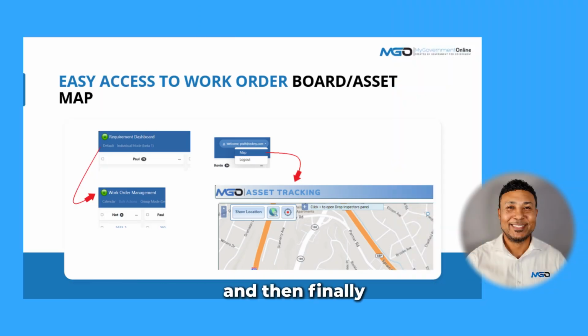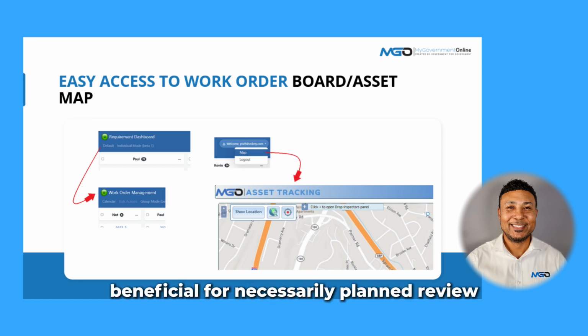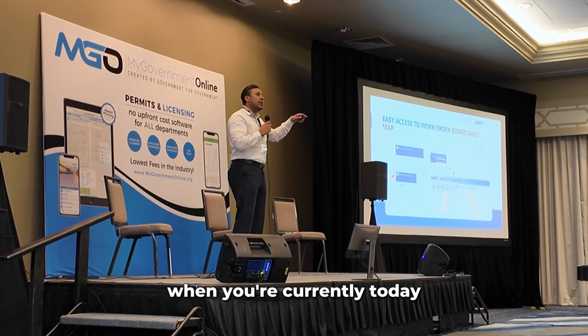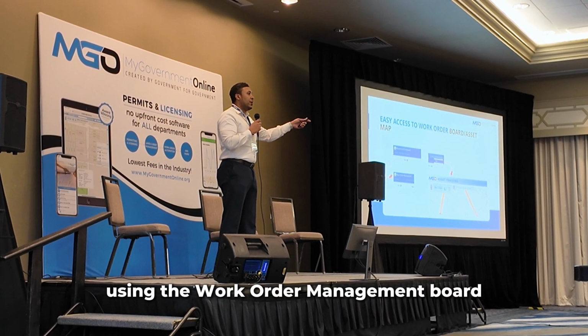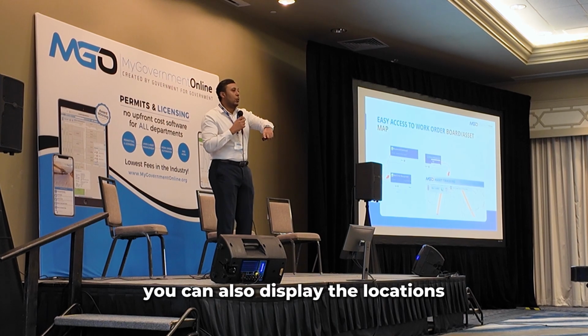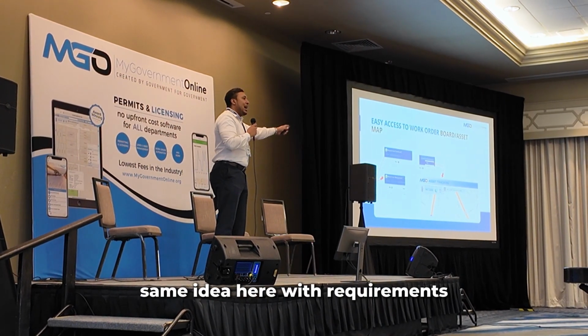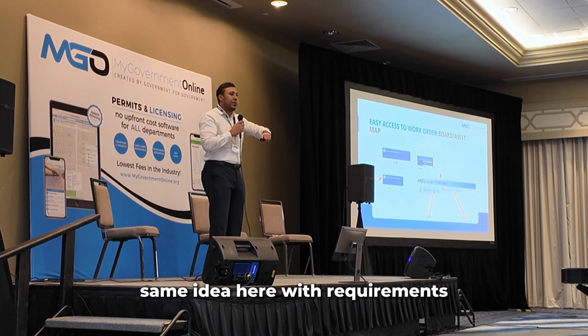And then finally, maybe not so much beneficial for necessarily plan reviews, but just like you can pinpoint all of the work orders when you're currently using the work order management board, you can also display the locations of those work orders on a map. Same idea here with requirements.